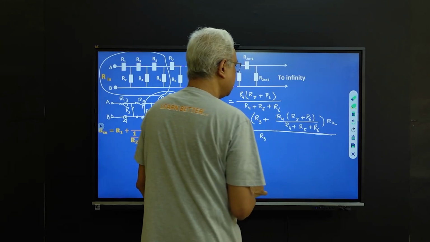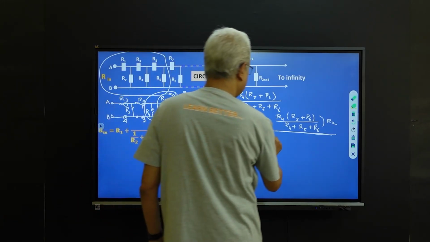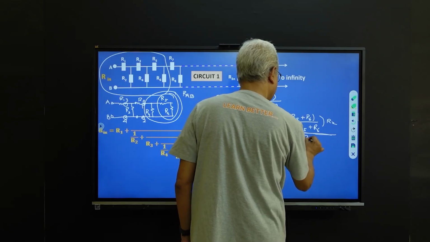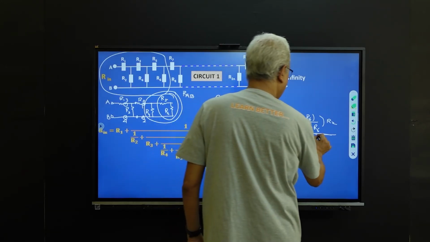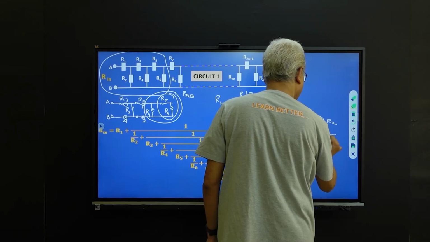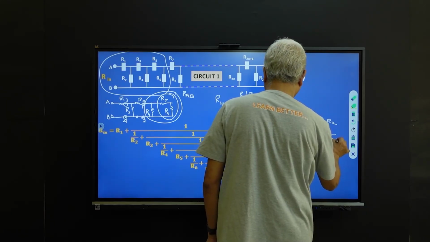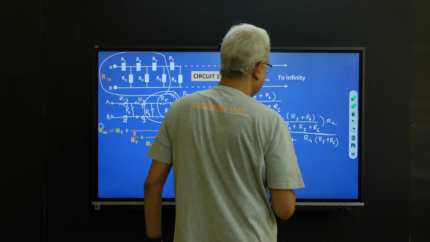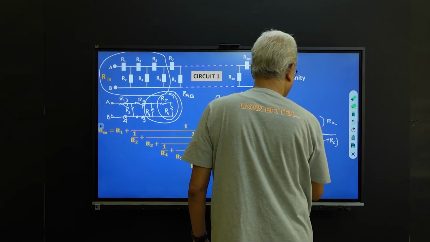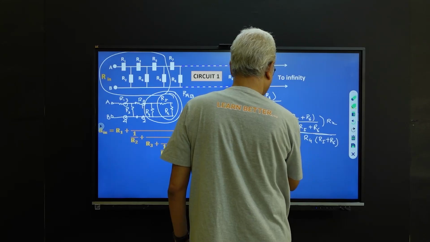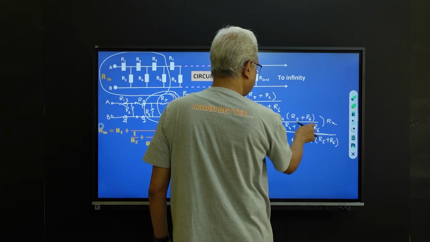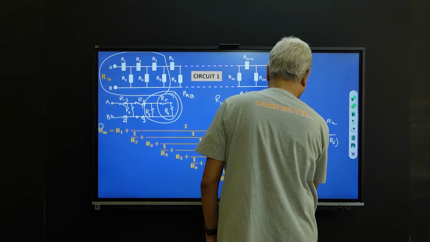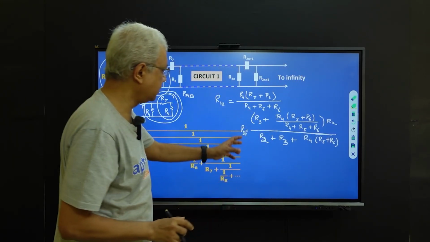R3 plus R2 plus R4, R5 plus R6. You can call this R2 and this R3 to maintain the symmetry.